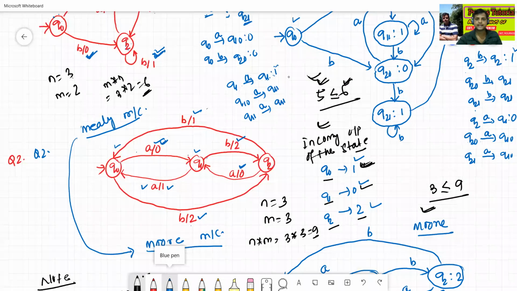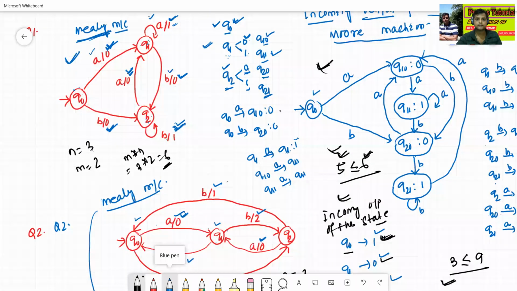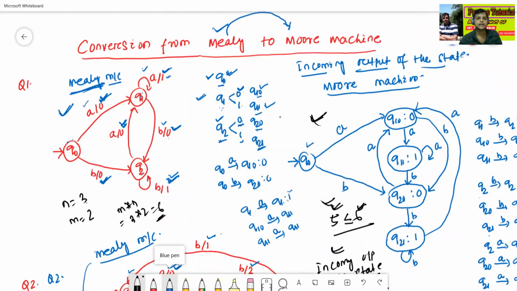See here in the upper case, the incoming output of the state means for Q0 there is nothing, for Q1 there are 2 outputs, for Q2 there are 2 outputs. So the number of states in Mealy and Moore machines are completely different. Okay. When the incoming output of the state is always 1 for all states in the Mealy machine, in this case the number of states in Mealy and Moore machine is always equal. This is the important point.